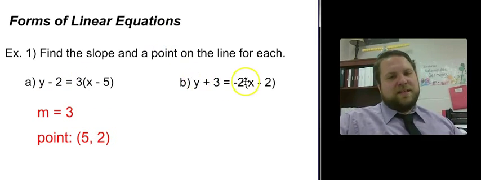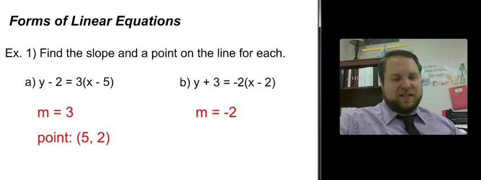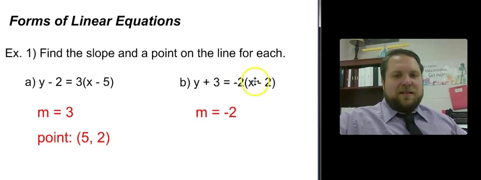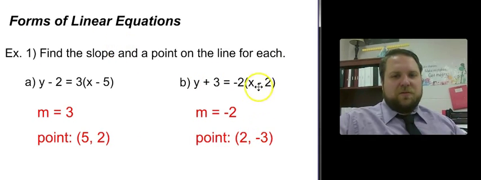We can look at part B as well. The slope is going to be this number right outside the parentheses. So in this case, the slope is negative 2. And our point on the line is going to have an x-coordinate that's the opposite of this, and a y-coordinate that's the opposite of that. So our x-coordinate is positive 2, the opposite of negative 2, and our y-coordinate is negative 3, the opposite of positive 3.